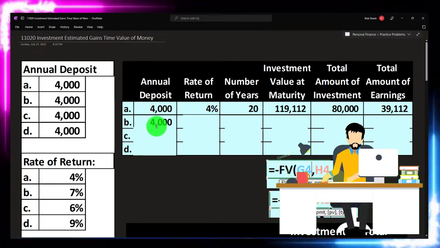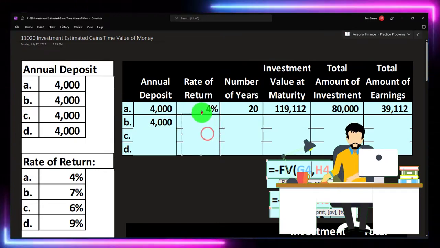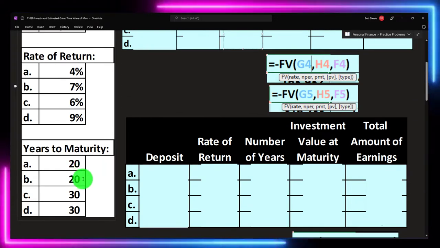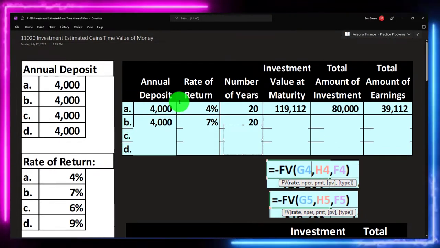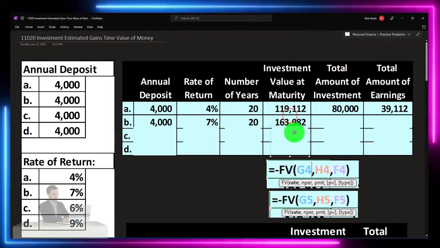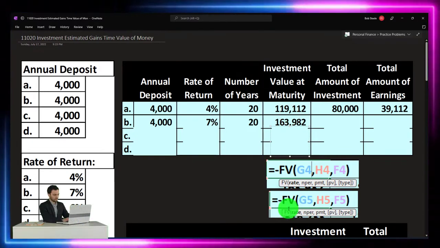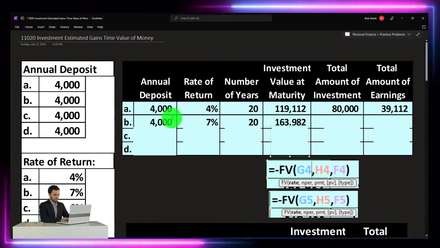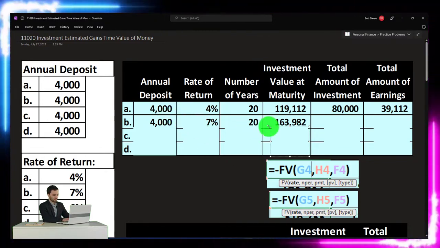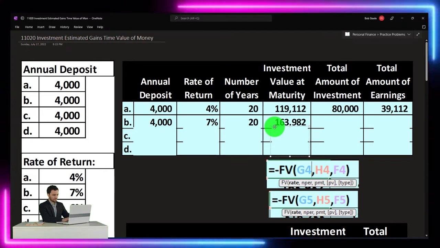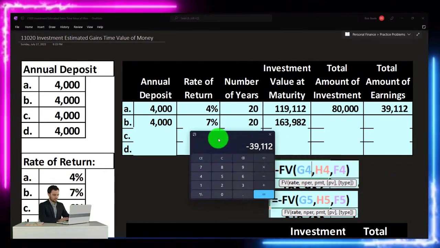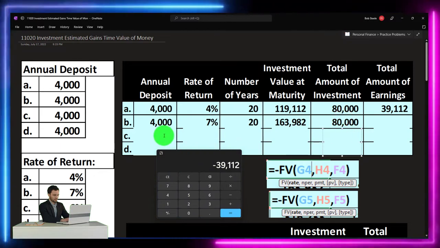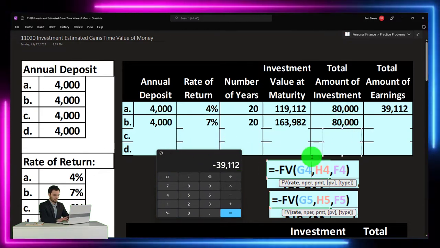Let's pretend that we had 4,000 for B here, but the rate of return is now 7% for the same 20 years. So I'm just populating this data in a table format. We could do our future value of money. That would mean the rate now is going to be 7%, the number of periods is going to be 20, and the payment is going to be 4,000 each year for 20 years. That's going to get us up to 163,982.